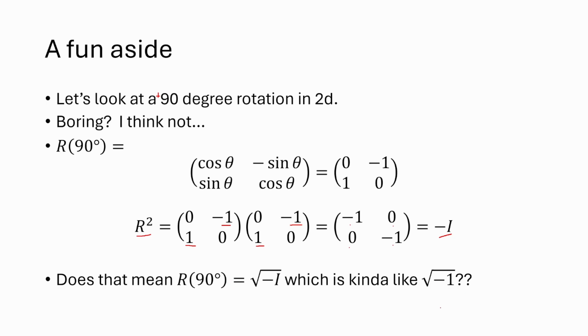The identity matrix, remember, is our matrix analog of the number 1, the scalar 1. So the negative identity matrix is kind of like -1. And so now we're talking about the square root of -1. And I see where this is going. And I hope you see what I did there. So is a 90-degree rotation the number i?